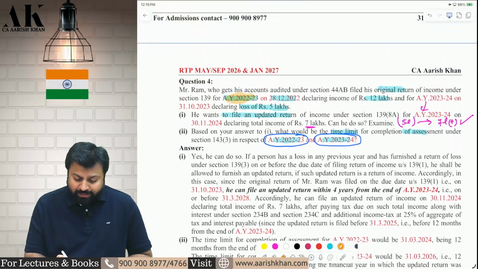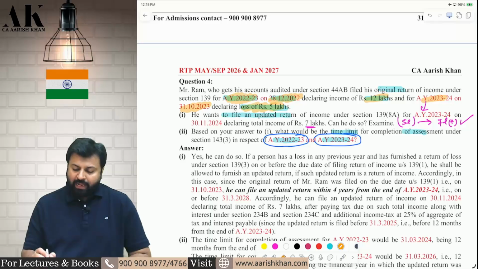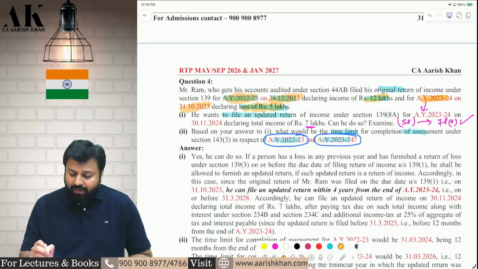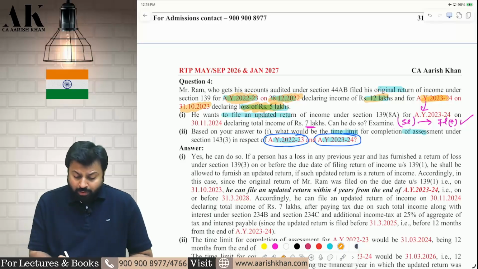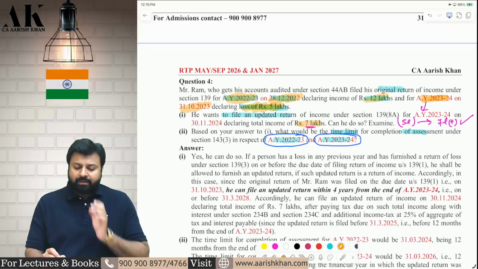For AY 22-23, you are filing your original return on 28th December, declaring total income of 12 lakhs. And for AY 23-24, you are declaring a loss of 5 lakhs, filing the return on 30th October 2023. Now, for this second year, you want to file an updated return. You already have a loss. Now you want to file an updated return by declaring income of 7 lakh. Can you file an updated return on 30th November?